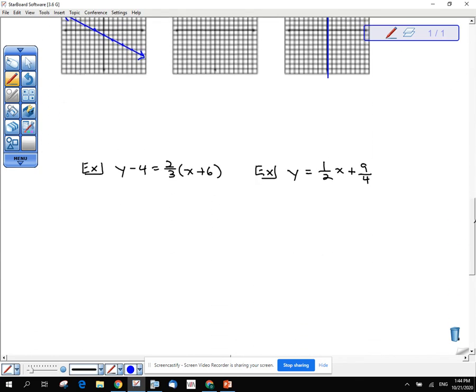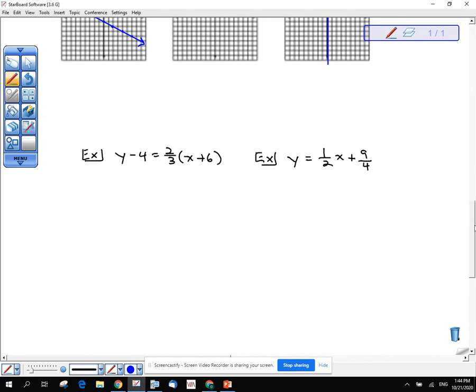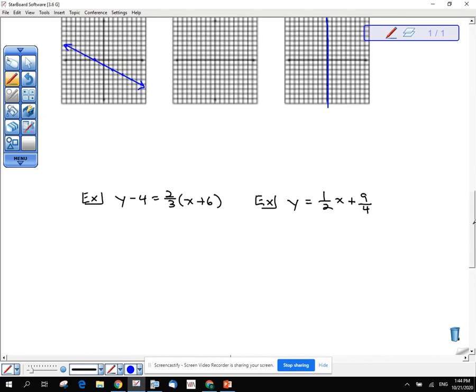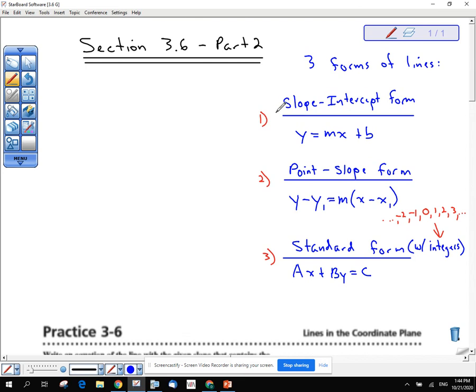Last thing is that you should be able to convert between the three forms. So again, actually let me scroll to the top. The three forms again, two from yesterday, slope-intercept, point-slope form, and then today we've added in standard form. These three you must know for the quiz and the test.